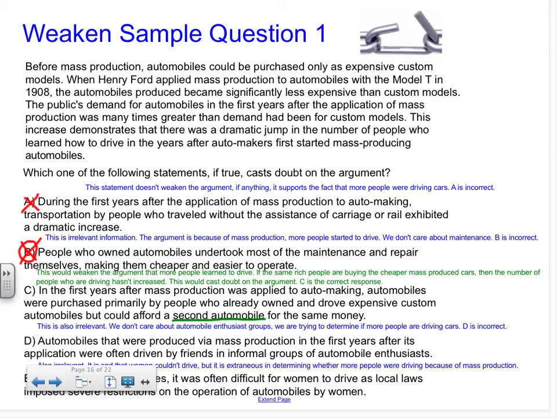So if anything, this could be attributed to casting doubt on the argument. So this is our correct answer. For argument's sake, let's take a look at the last 2 questions.